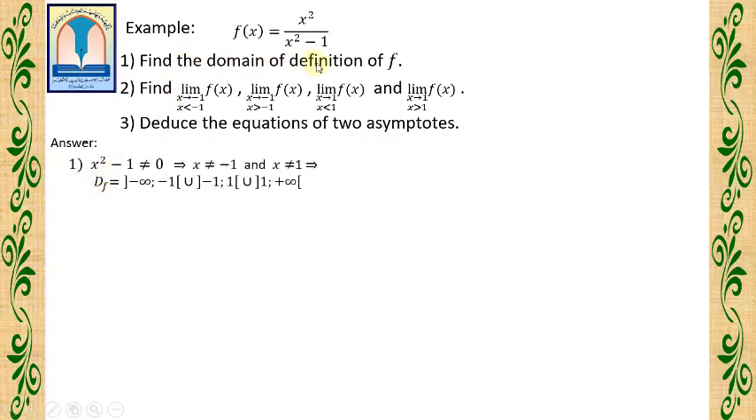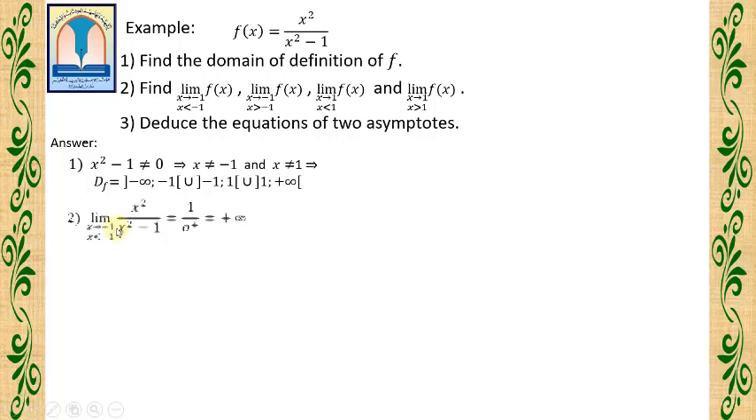Concerning the domain of definition, we take x squared minus 1, the denominator, different from 0. This means that x is different from minus 1 and x is different from 1. Then the domain of definition is from minus infinity to minus 1 opened, union minus 1 to 1 opened, union 1 to plus infinity.